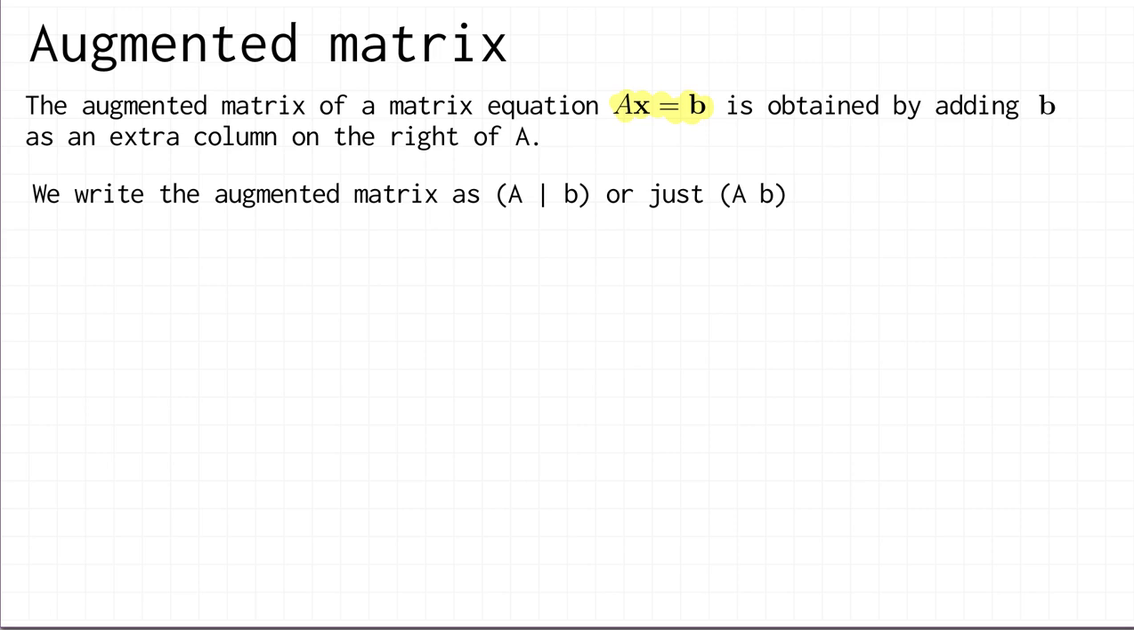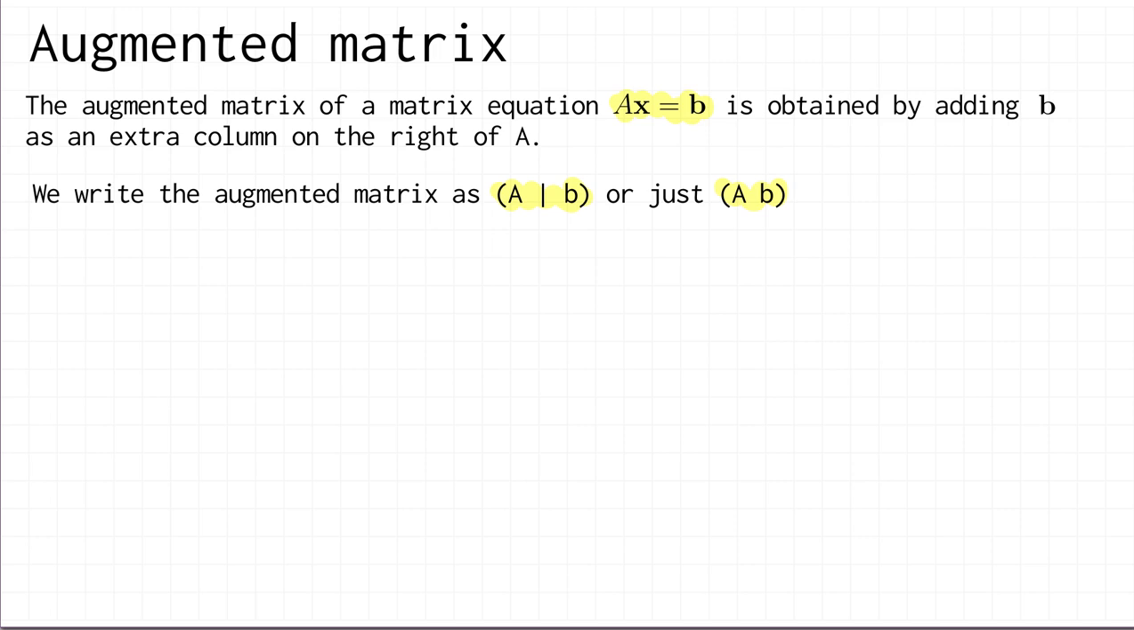So for this reason, we introduce a new matrix which combines A and b into one matrix, and it's called the augmented matrix of this matrix equation. It is just A with b added as an extra column. The augmented matrix is sometimes written with a bar, or sometimes without a bar. It really doesn't make any difference. I will usually use the second form. If you want to do something different, go right ahead.